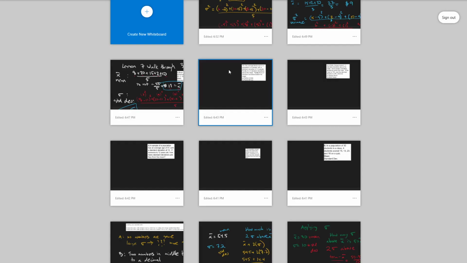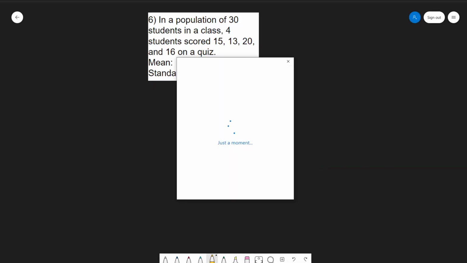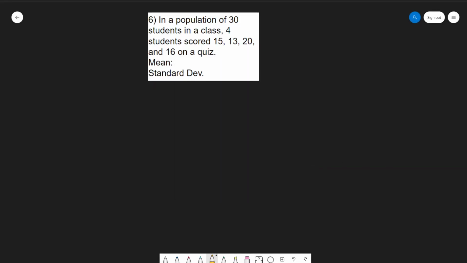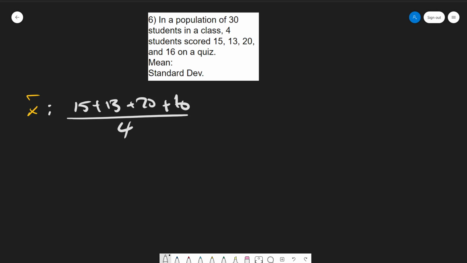Alright, last one. Same exact steps, but it's just repetition and practice at this point. So we've got our population, and I give you round numbers for a reason, so it simplifies a little bit. So we're going to add up our 4 students, 15 and 13 and 20 and 16, divide it by the number of students, which is 4. Even though it's a class of 30, we're just looking at 4 tests or quizzes. 28 plus 36, 64 divided by 4 gives us an average of 16.